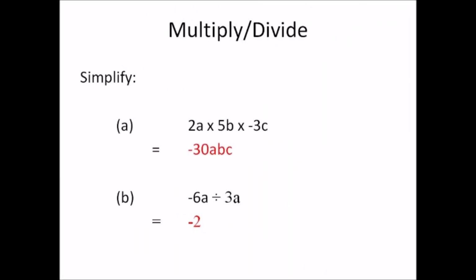And multiply your numbers in a. 2 times 5 times negative 3. So it'll be a negative here. 5 times 2 is 10. 10 times negative 3 is negative 30. And then negative 6a divided by 3, you get negative 2a. a divided by a would cancel.